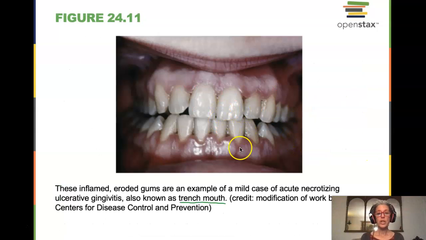This is an image of trench mouth. It's called that because it was first described, I'm sure it existed before, but it was first described in medical journals from World War I soldiers who were fighting in the trenches and did not have access to healthy diets or oral care and had necrotizing ulcerative gingivitis, meaning ulcers or sores are forming in the gums, necrotizing, it's killing off the tissue.